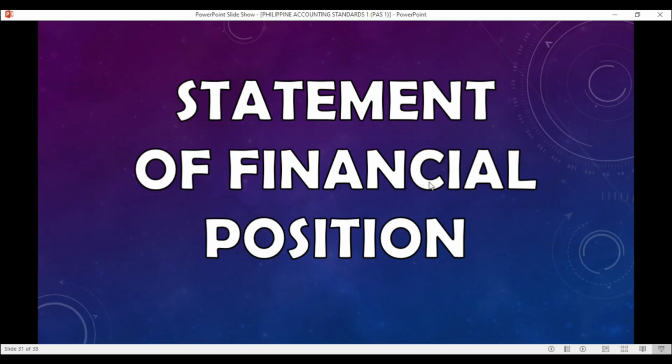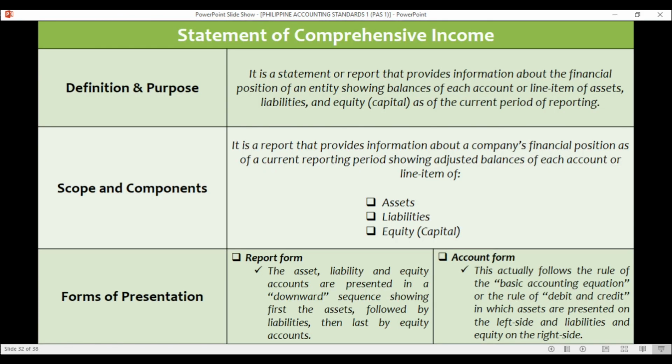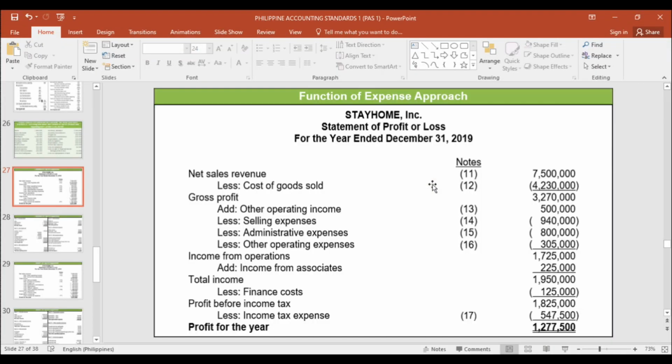Now for the last focus, we have the statement of financial position. Okay, so we're done with the profit or loss statement. So we have now the concepts and the preparation of the statement of financial position. Okay, so for the description, let me edit this one again.